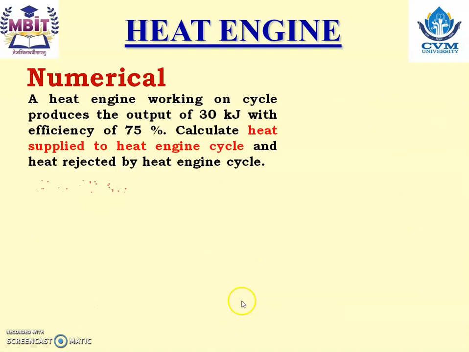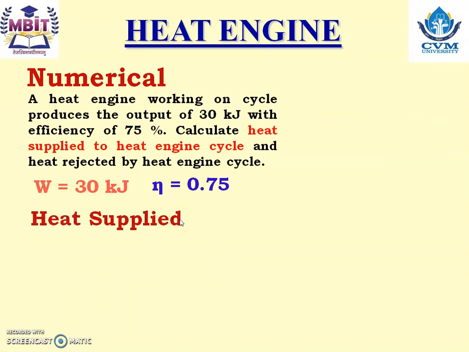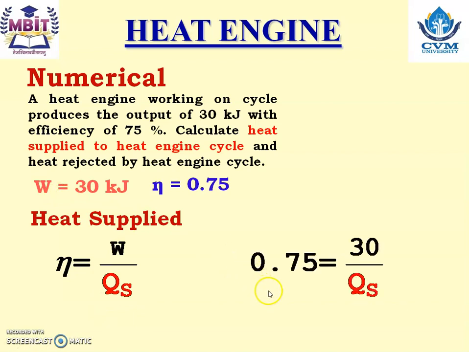Right? Now let us see. They have given us work done and efficiency. So what is the equation of efficiency? Efficiency is equal to work done upon heat supply. Now we have efficiency, we have work done, so we can calculate the heat supply. Now substitute the value of the data given. So 0.75 is equal to 30 divided by QS. So QS is equal to 40 kilojoule. So we have calculated the heat supplied.